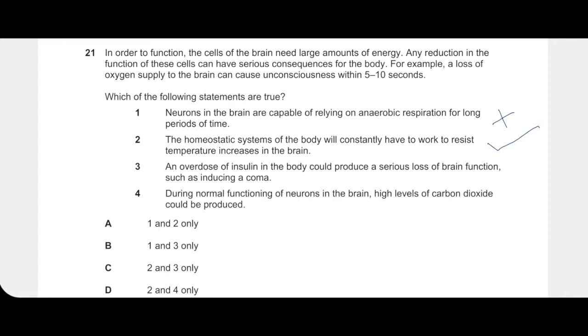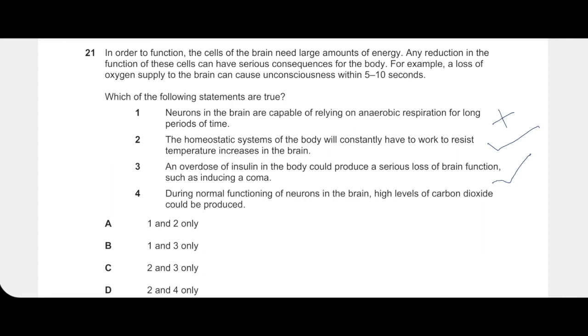Statement number 3, an overdose of insulin in the body could produce a serious loss of brain function, such as inducing a coma. That is true. Insulin lowers blood glucose levels, therefore too much insulin can cause blood glucose levels to drop down. This means that less aerobic respiration is occurring, and it can cause unconsciousness within 5 to 10 seconds due to a lack of energy being produced.